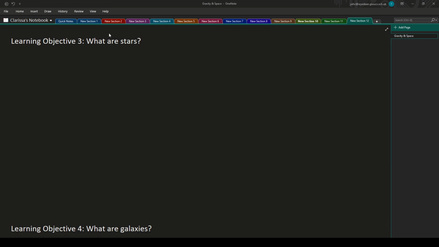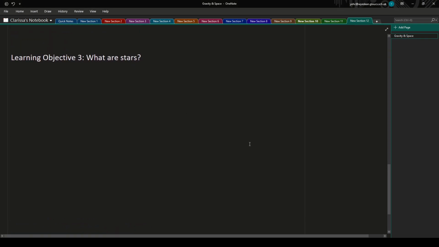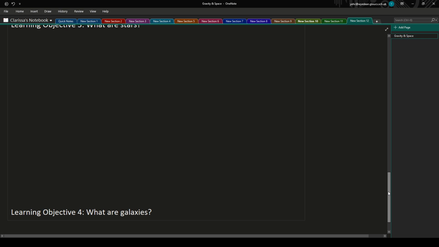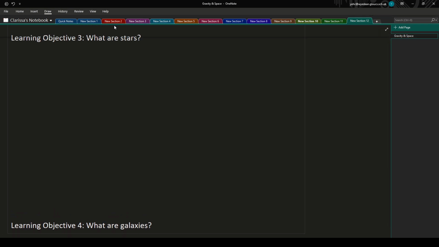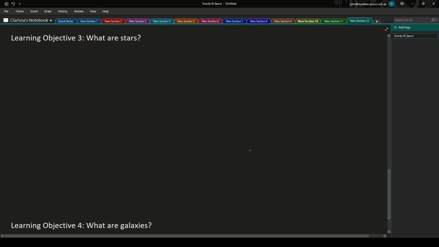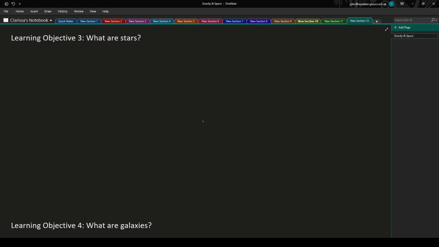Now moving on. What our next learning objective is: what are stars? Now this is quite interesting because for a long time we didn't actually know what stars were. We didn't even know that our sun was a star, for instance, and that basically the other stars that you would see in the night sky are like other suns.